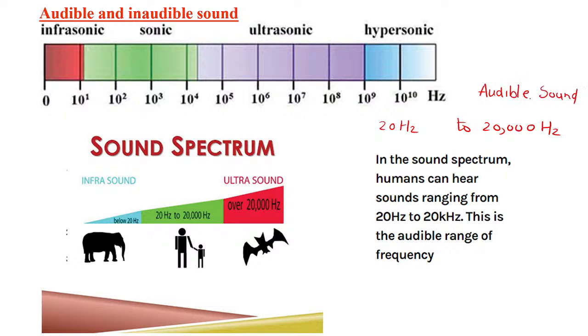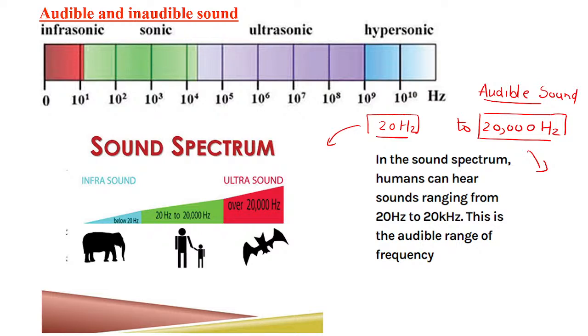If the sound frequency is less than 20 Hz, we cannot hear. If it is more than 20,000 Hz, also we cannot hear. So what's the audible sound range? If I ask you this question, you may get it in the exam. What is the audible sound range? It will be from 20 Hz to 20,000 Hz.